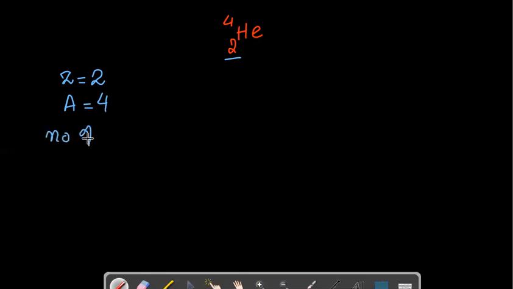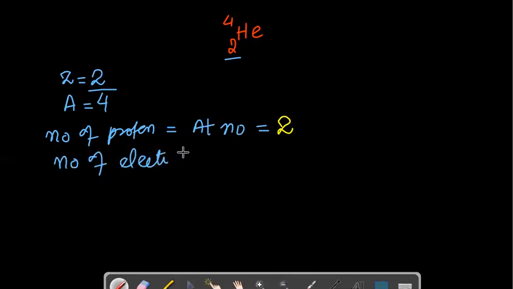So what should be the number of protons? As we know, the number of protons is equal to the atomic number. Here the atomic number is 2, so the number of protons is 2. Similarly, to calculate the number of electrons: as we know, the number of electrons is always equal to the number of protons. There were 2 protons, so there would be 2 electrons present in the helium atom.